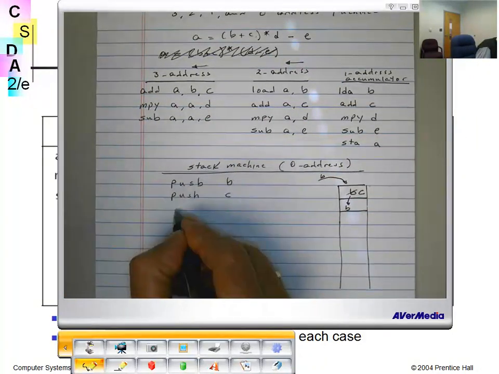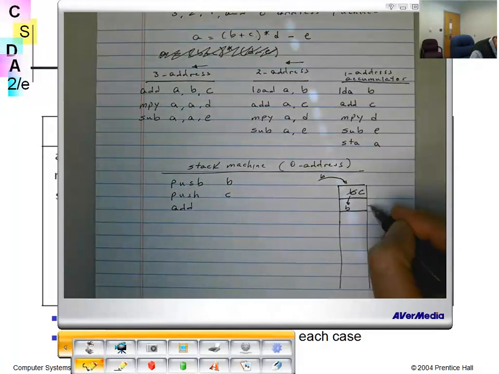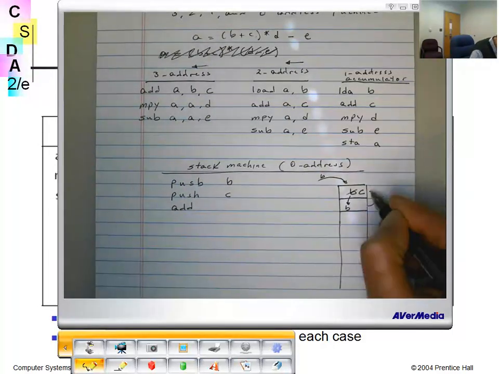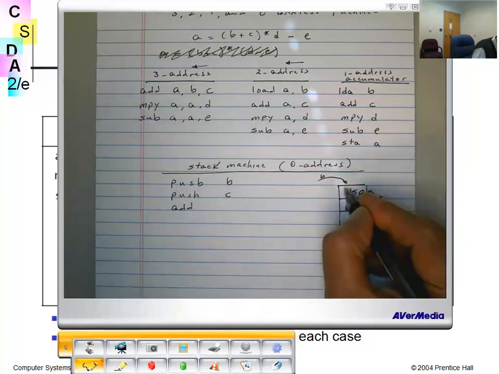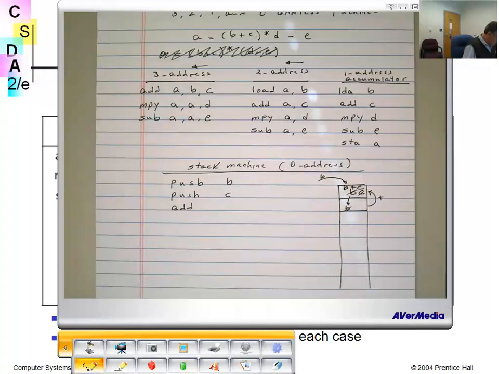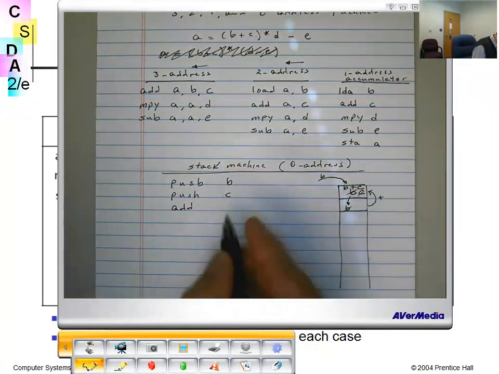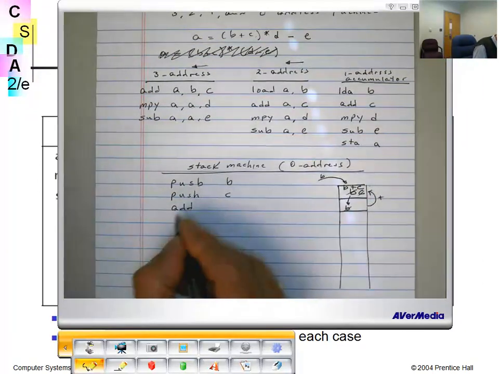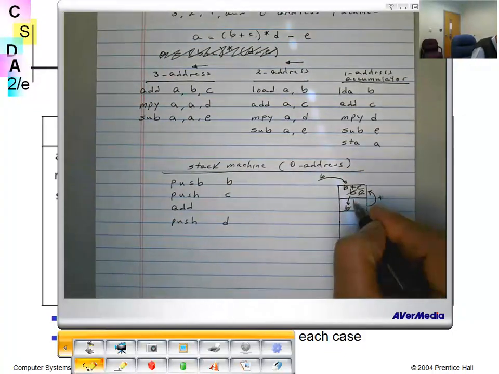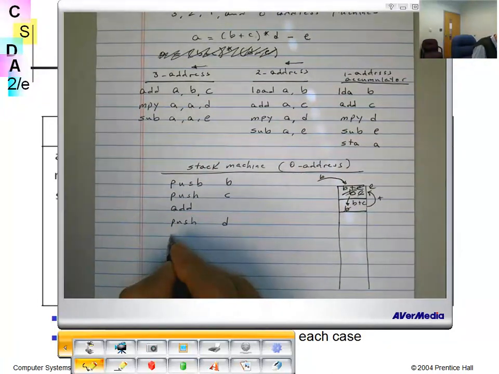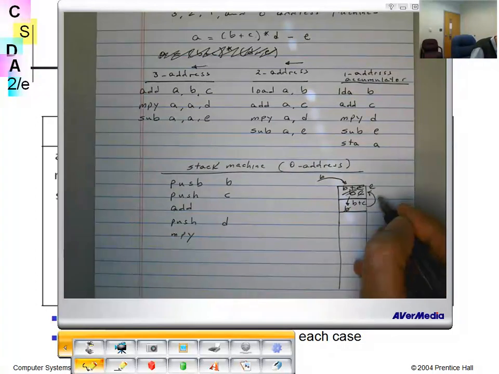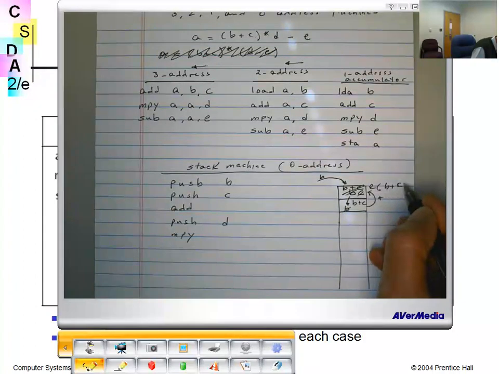Now I say add, only add. What happens? These two are added, and the result is stored here. So this is gone, this is gone. What do I have here? B plus C. Now I need to push D in there, push D. So B plus C comes down here, and this one has D in it. Now I say multiply. So it multiplies B plus C by D and stores the result right back here. So I have now D times B plus C.